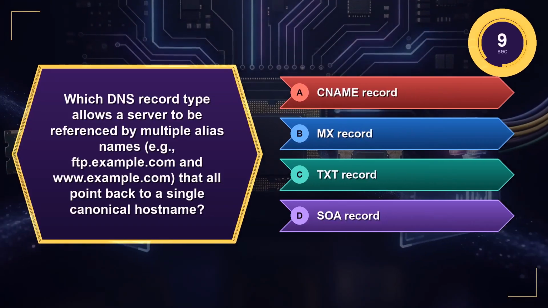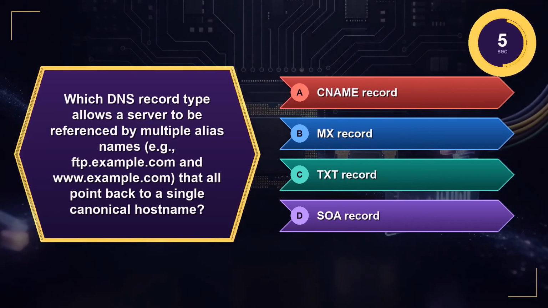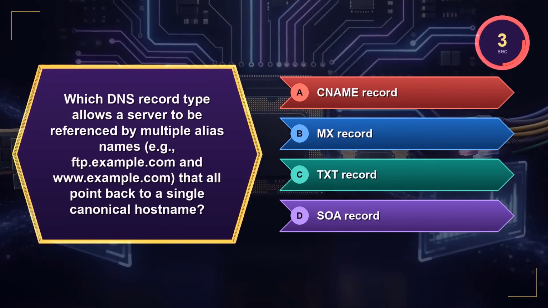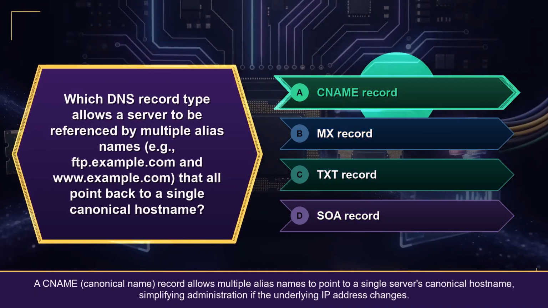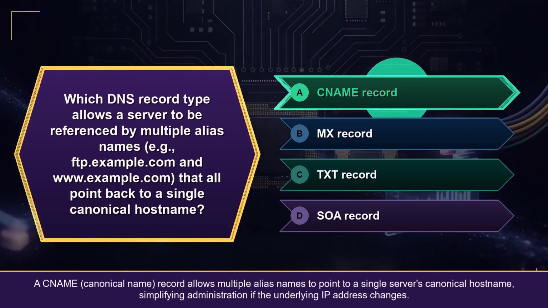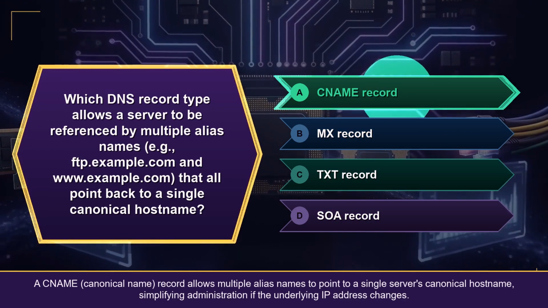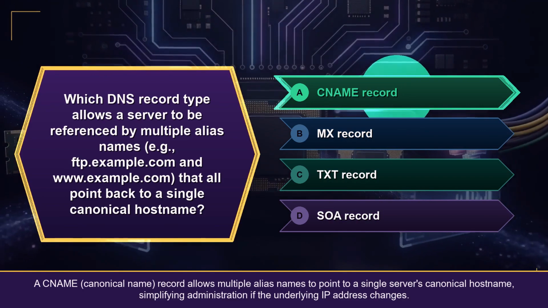Which DNS record type allows a server to be referenced by multiple alias names, e.g., ftp.example.com and www.example.com? A canonical name record allows multiple alias names to point to a single server's canonical hostname, simplifying administration if the underlying IP address changes.